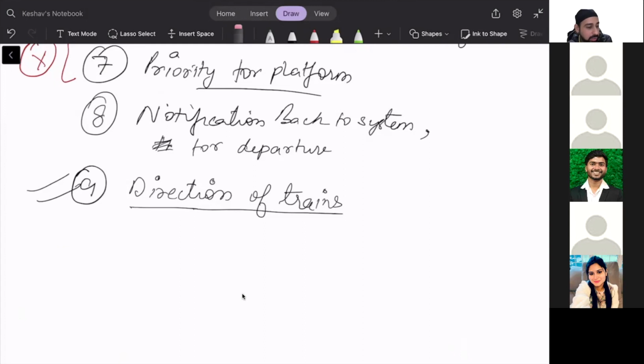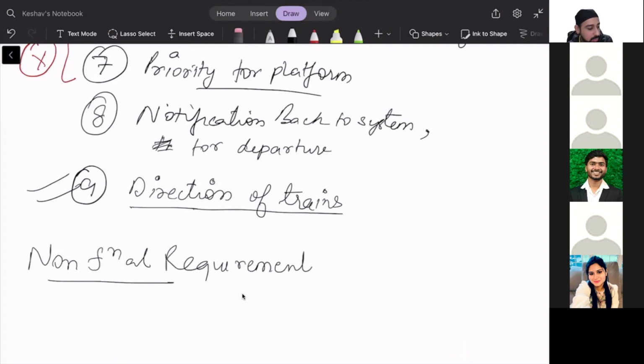Now, coming to the non-functional requirements. So what do you think?